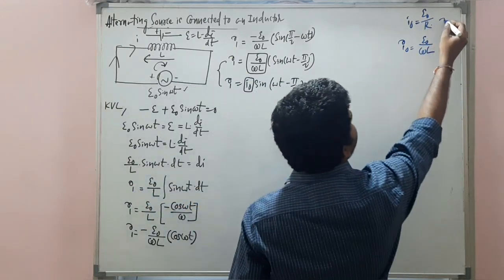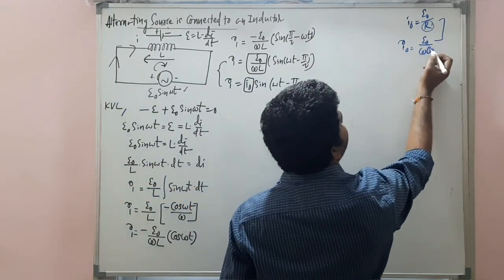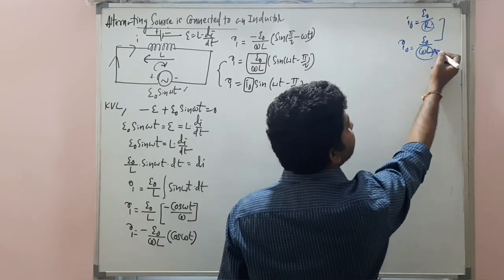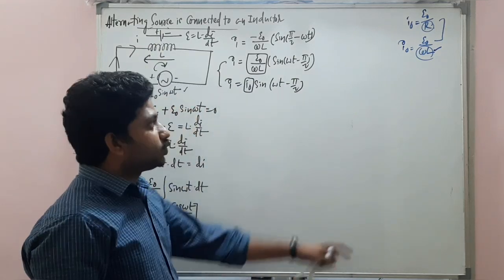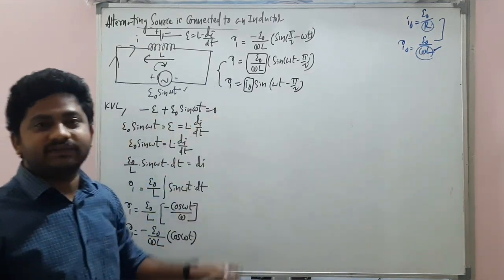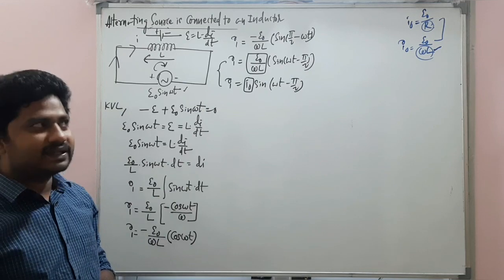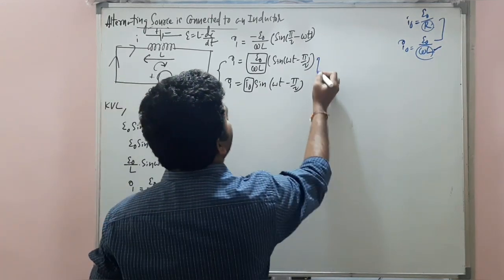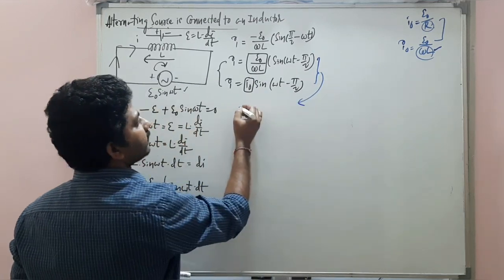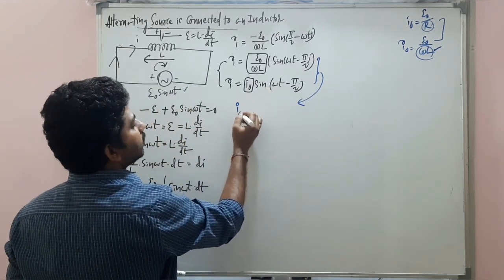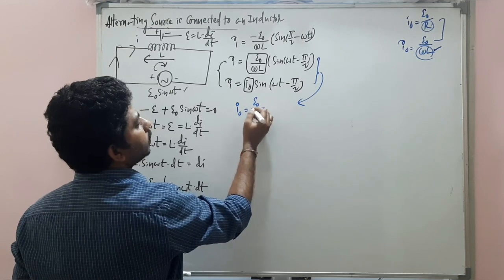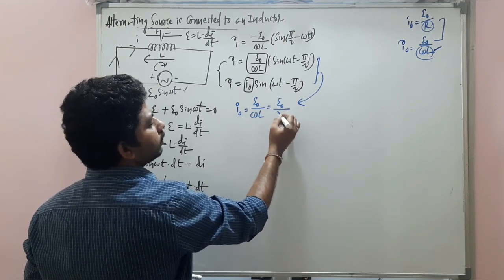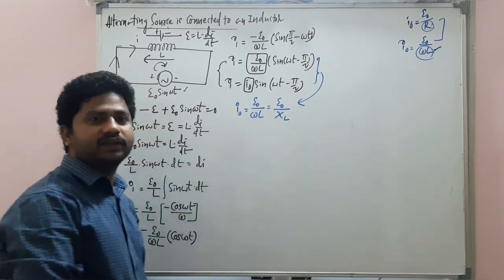When you compare these two equations, resistance here and resistance in the previous slide, that means this is the resistance in this inductive circuit. So now from these two expressions, I can write I naught is equal to epsilon naught by omega L, which can also be written as epsilon naught by X suffix L, my dear students.